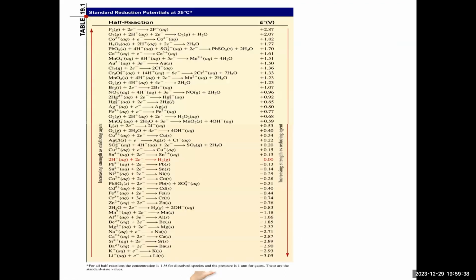Okay. Here, this table. If you look at this, these are E naught values. E naught means standard conditions. And what is the standard condition? Standard condition means, yes, any one of you? Temperature 298 Kelvin. Concentration of these 1 molar. Pressure 1 atm. That's the meaning of standard conditions.